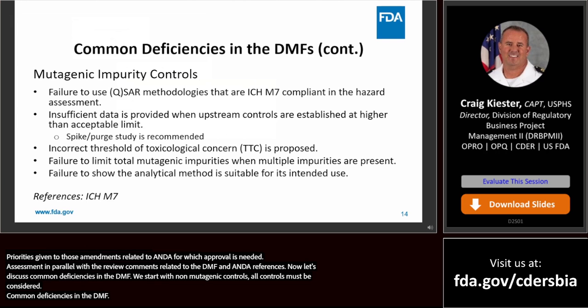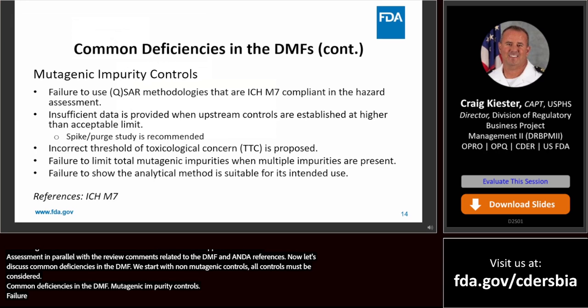Mutagenic impurity controls: failure to use QSAR methodologies that are ICH M7 compliant in the hazard assessment; insufficient data provided when upstream controls are established at higher limits; incorrect threshold of toxicological concern proposed; failure to limit the total mutagenic impurities when multiple impurities are present; and failure to show the analytical method is suitable for its intended use.